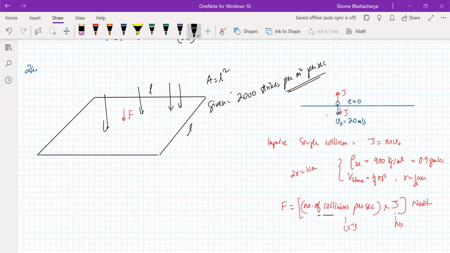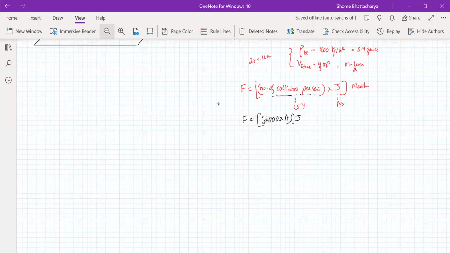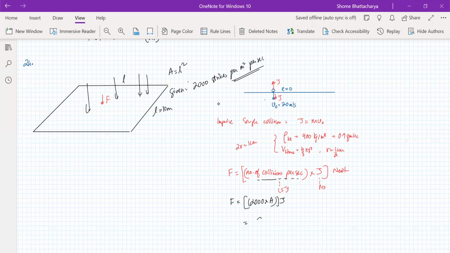So what will this term become? Number of collisions per second will become 2000 multiplied by that area. So that into J will become our force. L is given as 10 meters, so this will become 2000 collisions per meter square into 100 meters square. So many collisions per second.